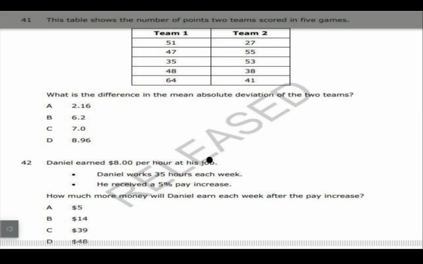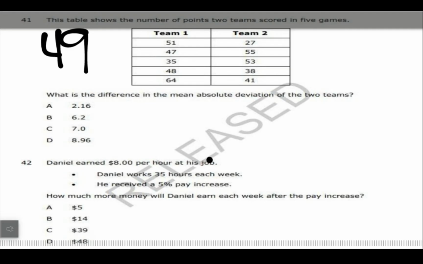It says the table shows the number of points 2 teams scored in 5 games. What's the difference in the mean absolute deviation of the 2 teams? Remember, this stands for the MAD. For the MAD, we first want to find the mean of each one. So for team 1, I do 51 plus 47 plus 35 plus 48 plus 64. Add that up, that's 245. Then divide that by 5, because that's how many numbers there are. That should give you 49, so 49 is the mean for team 1.